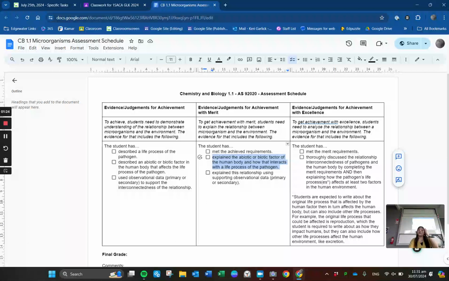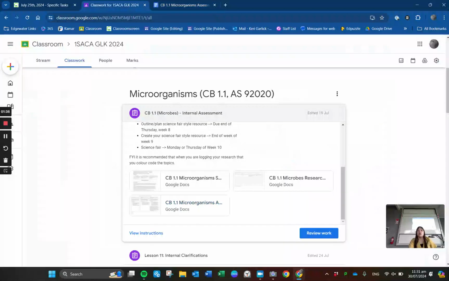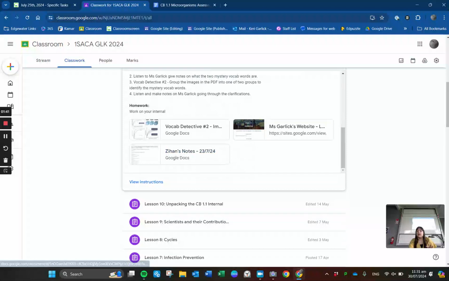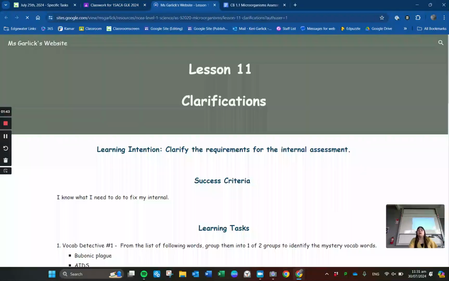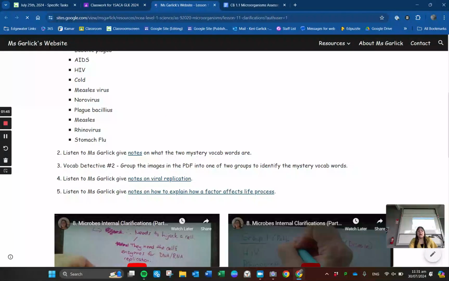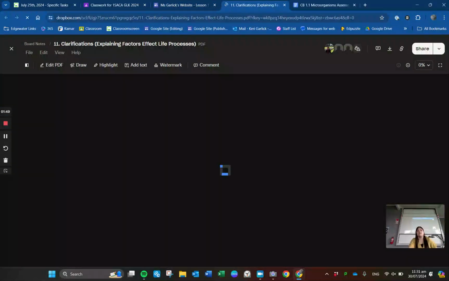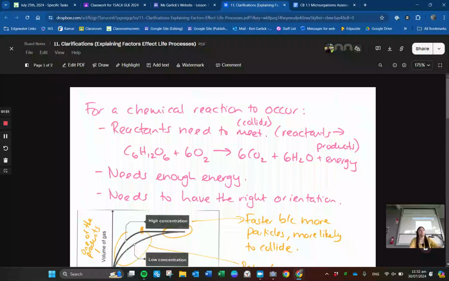We talked in our previous lesson how this one is a common one that you guys struggled with, which is talking about how the factor influences the life process of the bacteria or the virus or things like that. The notes from the other day are online now, so don't stress. Here they are. We were looking at how it affects life processes. We looked at a lot of graph data because I wanted you to explain the mechanism of how it was affecting it.